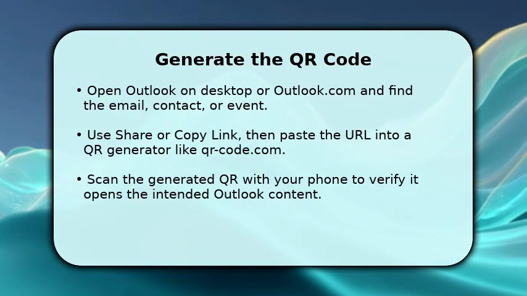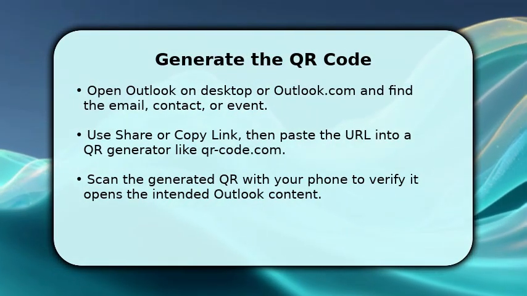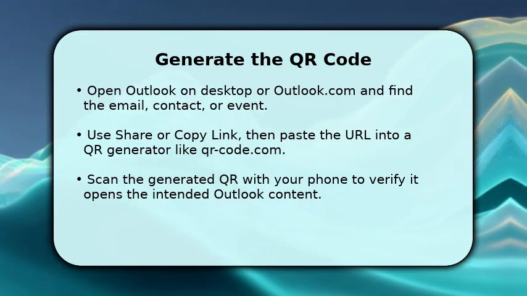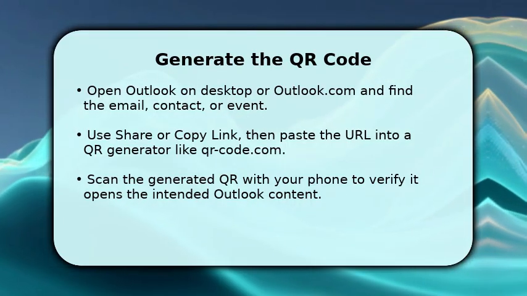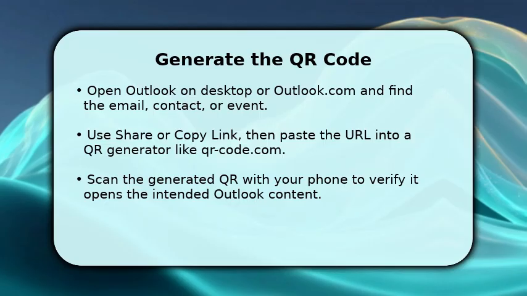Open Outlook on desktop or web. Find the email, contact, or event. Click Share and choose Copy Link or Get Link from the Share menu. If Outlook provides a direct QR option, select Generate QR and skip external tools.